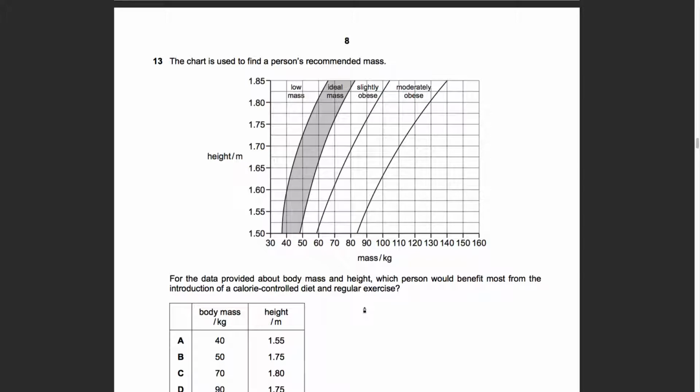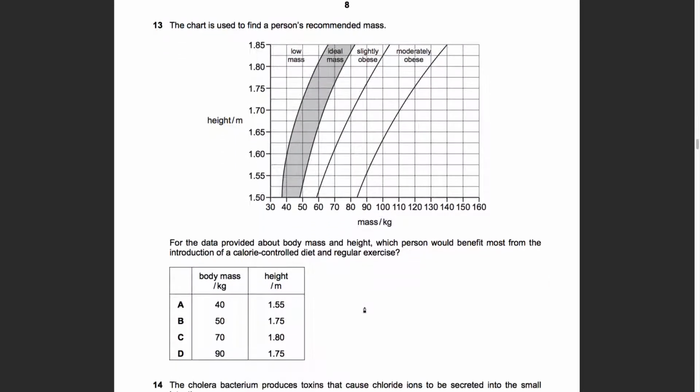Okay, a data question. We've got a chart used to find a person's recommended mass, so basically what their healthy weight should be. For the data provided about body mass and height, which person would benefit most from the introduction of a calorie-controlled diet and regular exercise? So of our four people, A through to D, basically someone on this graph is going to be overweight, or as it's classed here, slightly obese or moderately obese. So the easiest way to do this is to just use the graph for each person and see where they fall.